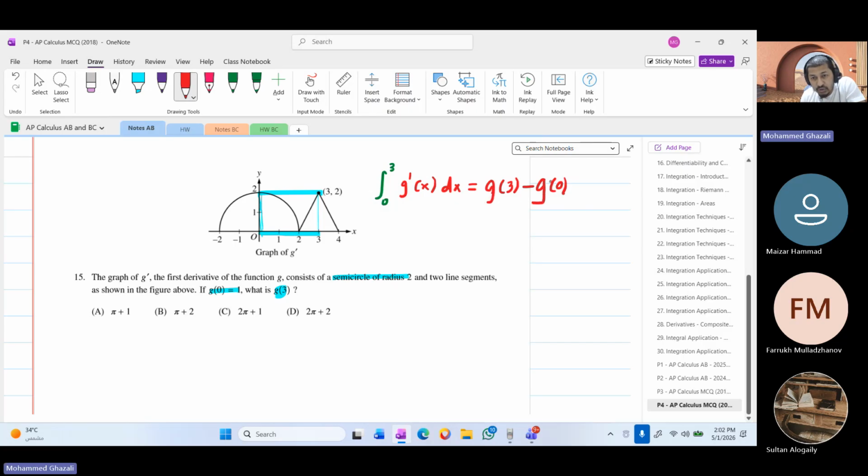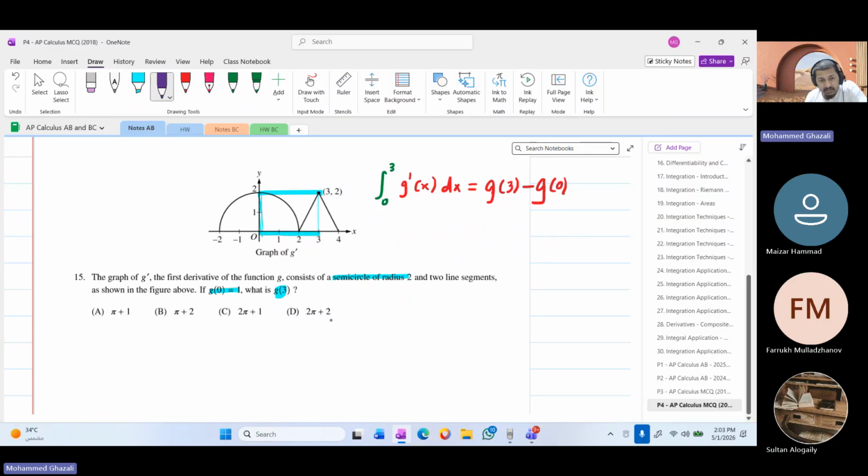Now use this equation to evaluate g of 3. g of 0 is given as 1. There's an easier way you can solve this, and we are going to do the easy way. This is your starting point. If you don't get this starting point right, then you're going to mess everything up.